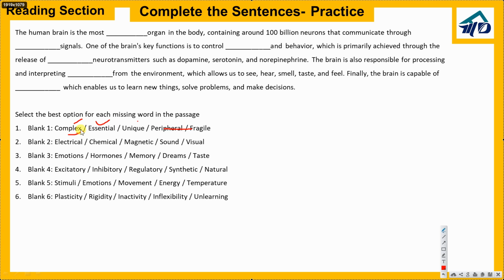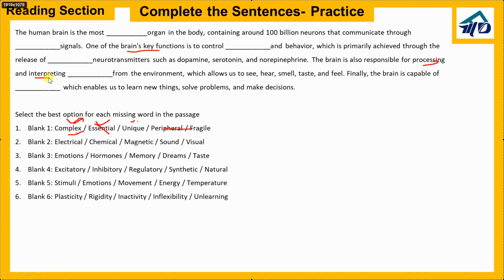Now, what do you think when you are discussing a topic like this? Will you say it is the essential organ, like it has 100 billion neurons? I think you should think of complex or unique only. Here I will eliminate essential. If I have to give weightage to one of these two, complex or unique, I'll go with complex. Why? Because I can see a few things like the brain's key function, then you have responsible for processing and interpreting.